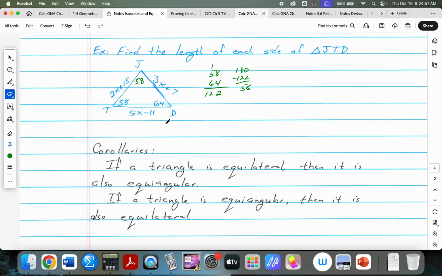So which two angles are the base angles? J and T. Which means that the side that runs between them is the base. And what do we know then about the other two sides? They're the legs, which are congruent to each other. Exactly right. So that means that 3x plus 7 is equal to 5x minus 11.